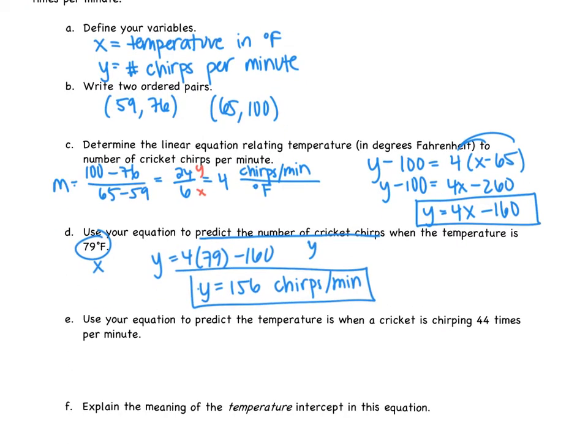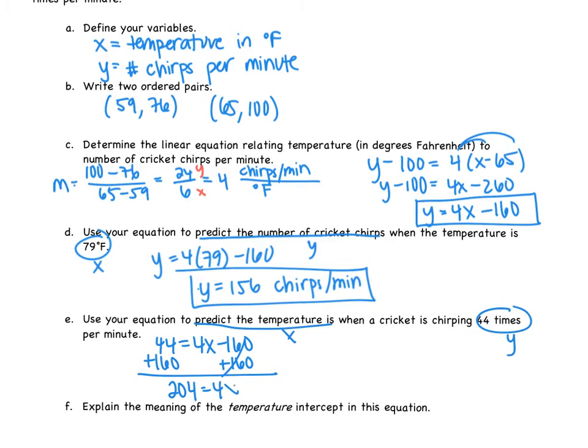If we look at E, use your equation to predict the temperature, so that's x, when a cricket is chirping 44 times a minute, that's y. So in this case, we're given y, we need to find x. If we put 44 in for y, we're going to add 160 to both sides. So we get 204 is equal to 4x. If you divide by 4, you get x to be 51. Remember units though, so this is temperature. Our units then are degrees Fahrenheit.